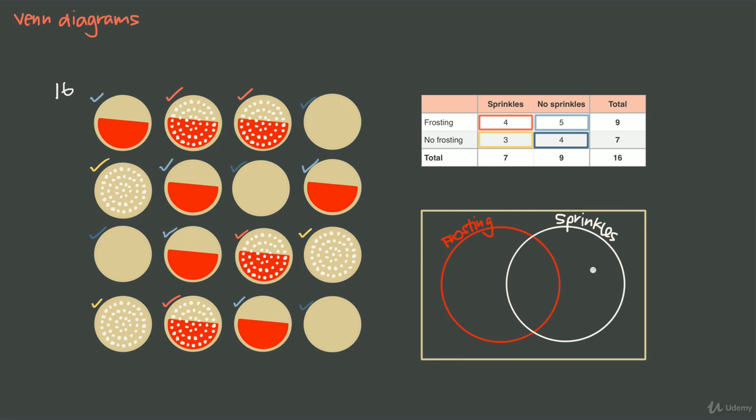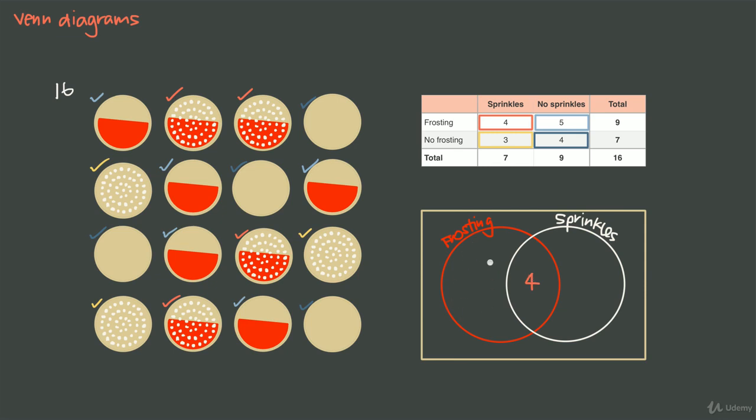Now here's what a Venn diagram does. It gives us 4 pieces of area. The first piece of area is inside both circles. It's this piece in the center right here. And this piece in the center is both inside the sprinkles circle and inside the frosting circle. So it's inside both. So in our example, it represents all the cookies that have frosting and sprinkles. So how many cookies do we have with frosting and sprinkles? Well, frosting and sprinkles is this cell right here, 4 cookies. So we'll put 4 in that piece of area.